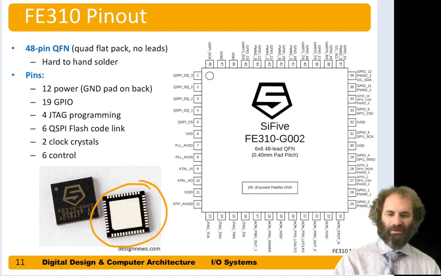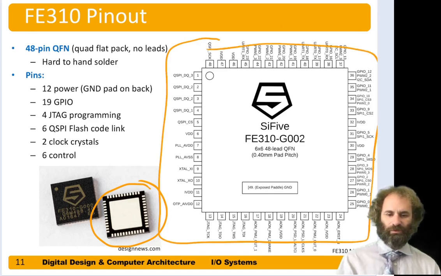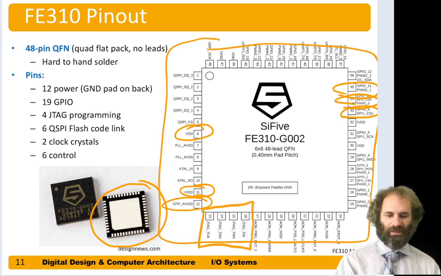Of the 48 pins, the purpose is listed over here. 12 of those pins are power and ground, for instance VDD, I/O VDD, analog VDD, and so on. 19 are available for general purpose I/O. So here's GPIO number 9, number 10, number 11. 4 of them are used for a JTAG programmer. That stands for Joint Test Action Group. It's a standard for programming embedded systems. 6 are used for fetching instructions over SPI from flash memory, 2 hook up to the clock crystal, and 6 are for other control.